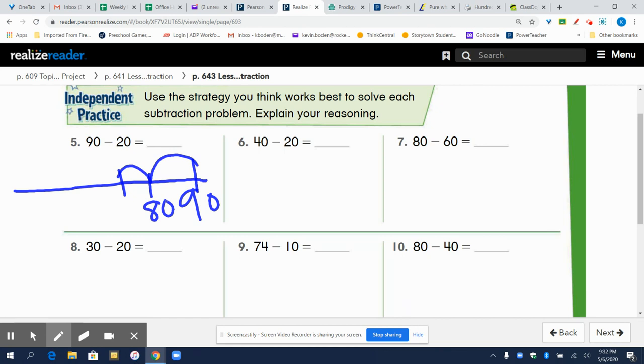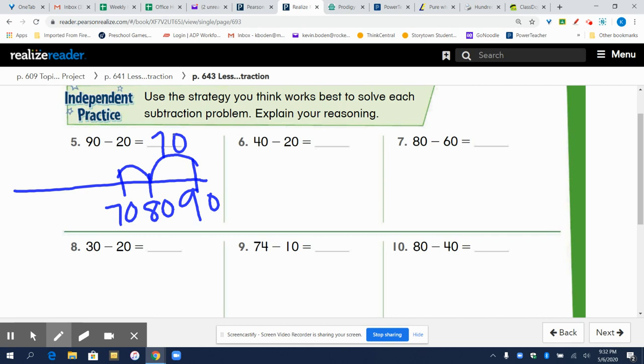And if we take away one more, 9, 8, 7 tens or 70. Now I chose the number line because that was pretty easy to draw. I only had to draw 3 lines in all, plus the number line, so that was pretty short. All right, what about number 6?